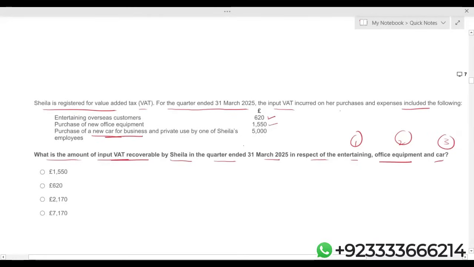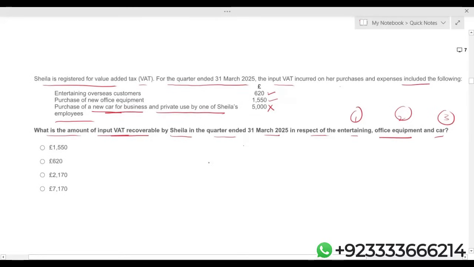Purchase of a new car for the business and private use by one of Shelia's employees. When you are buying a car and that car has a private use, no matter it is the private use of an employee, the rule says, HMRC says, if you have a car in the business which has a private use, then input VAT is not recoverable. Input VAT relating to the car is only recoverable when the car is 100% used in the business. So here it is not the case. So simply recoverable input VAT will be 620 plus 1550. I'm getting 2170.